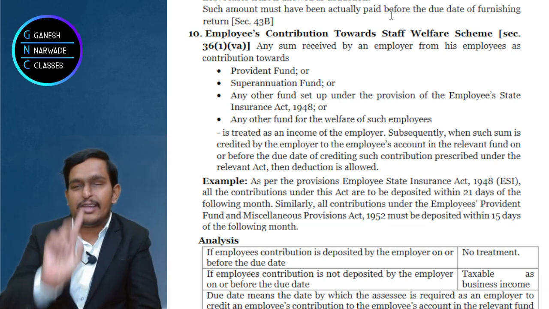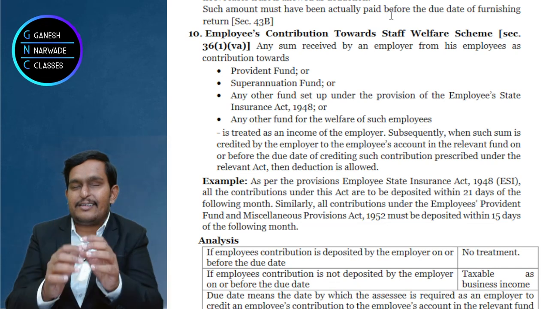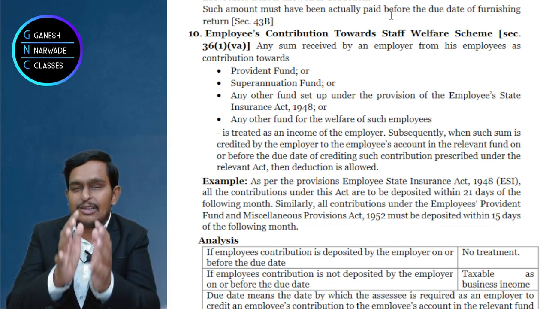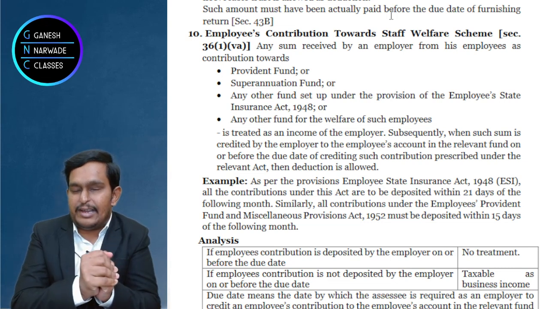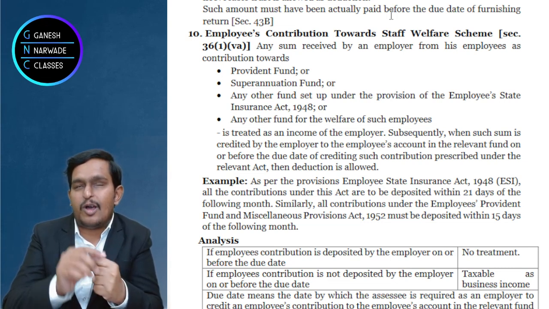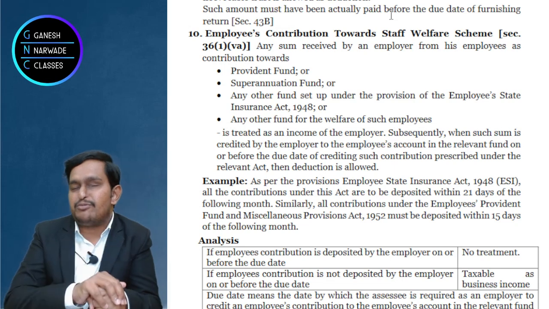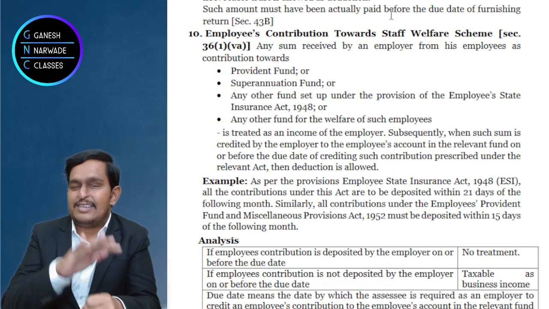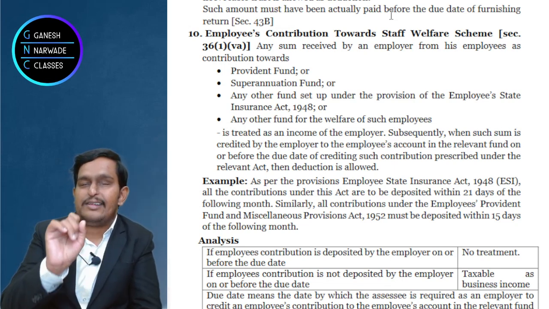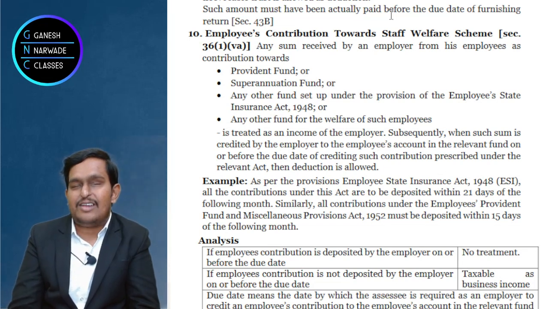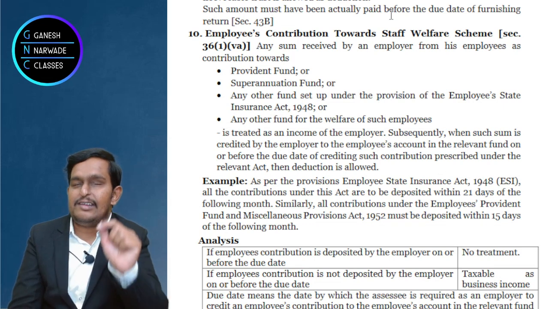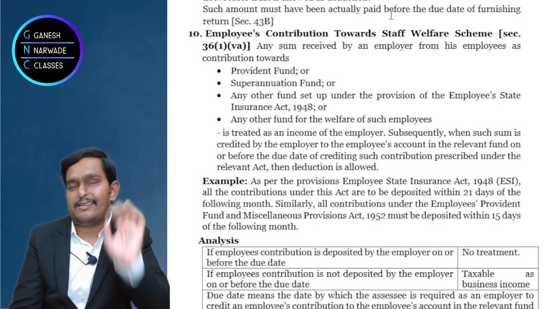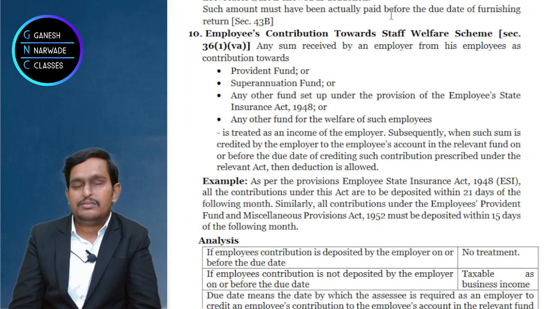So what are the two things I said? When he deducted 12,000 from your salary, he has that 12,000 with him, correct? That 12,000 belongs to the employee, the employer keeps it with himself, right? That 12,000 is the employer's income. And when the employer deposits that 12,000 with the authority, then he will claim deduction under section 36. Clear? This is what they said.